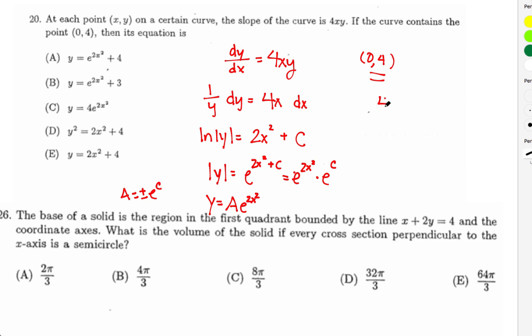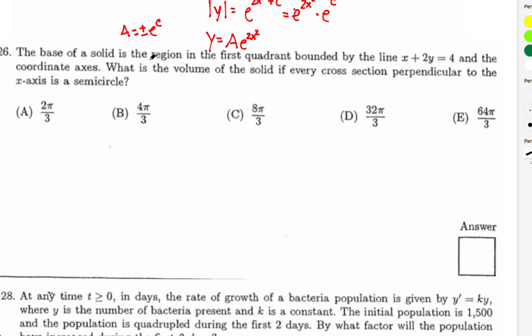So we have 4 equals a e to the 0. In other words, a equals 4. So our final equation is y equals 4e to the 2x squared. C is our answer.